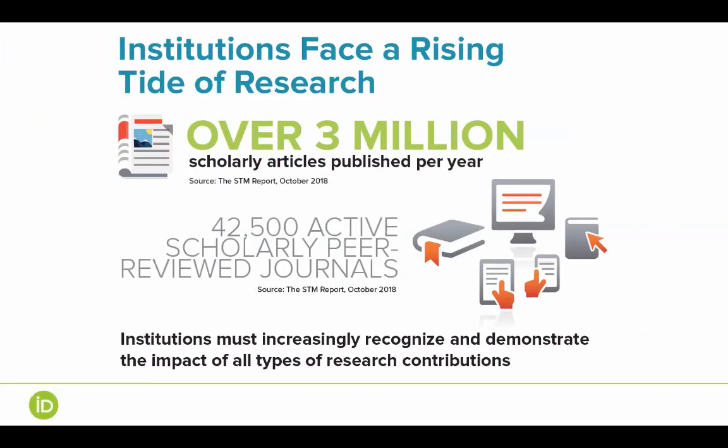And in those backgrounds, institutions actually face a rising tide of research. As I just shared, every year over 3 million scholarly articles will be published. That's quite a huge number. And more, there are about 40,000 active scholarly peer-reviewed journals. So taking all this together, institutions must increasingly recognize and demonstrate the impact of all types of research contributions, other than just publications. And in fact, more and more different research outputs are there.